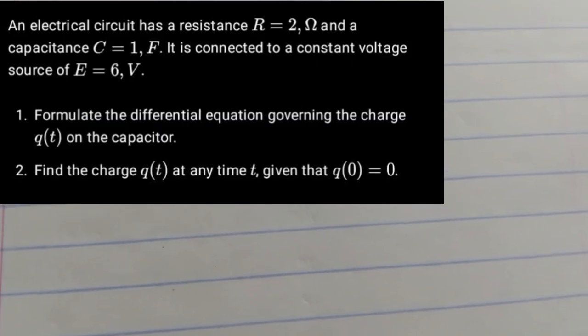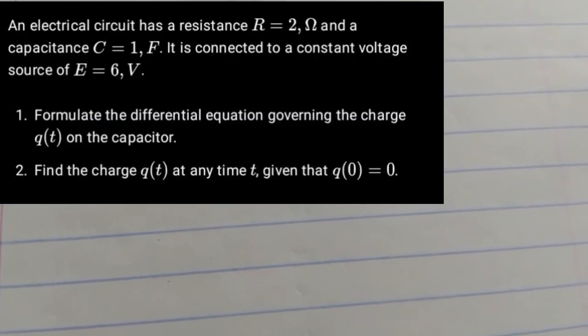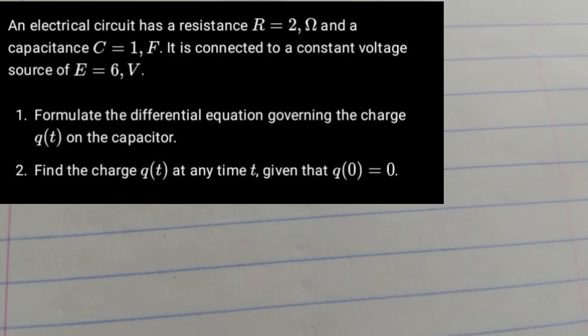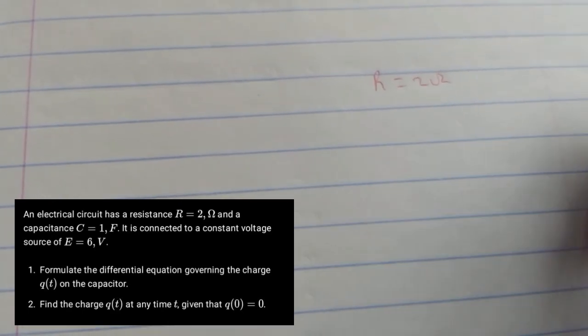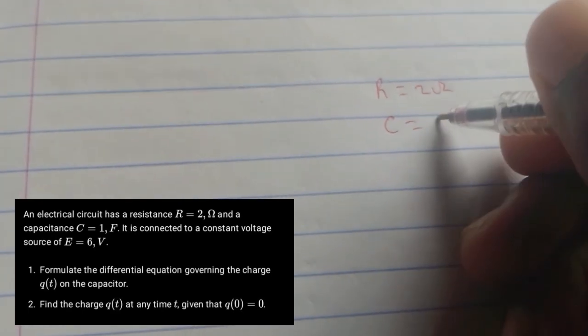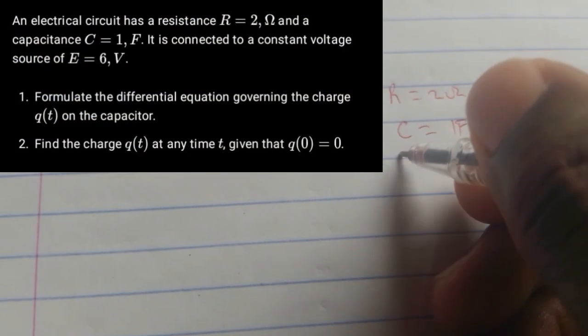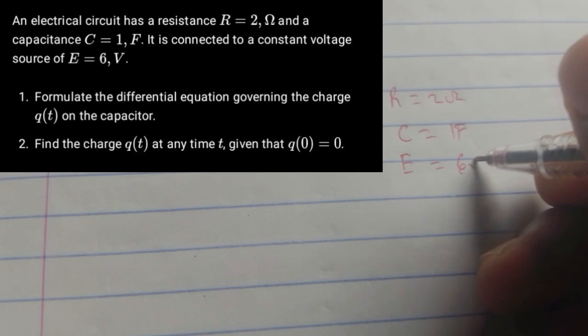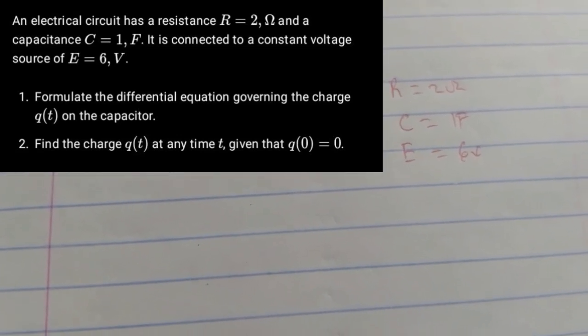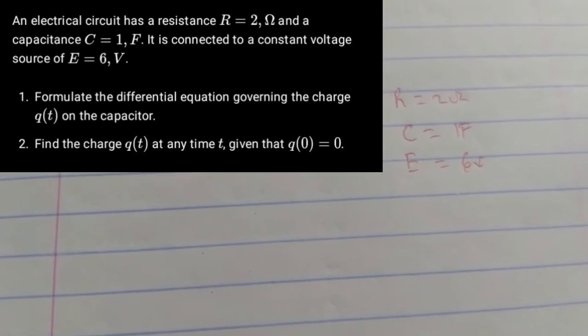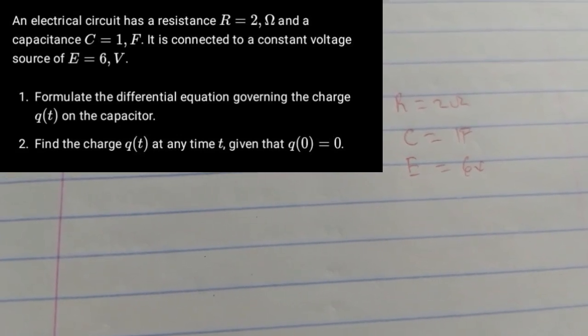Alright guys, so consider this question shown on your screen right now. An electrical circuit has a resistance R of 2 ohms and a capacitance of 1 farad. So let's write out our given data. R is equal to 2 ohms and capacitance C is equal to 1 farad. It is connected to a constant voltage source of E equals 6 volts. So this is the battery, and the capacitance is 1 farad.